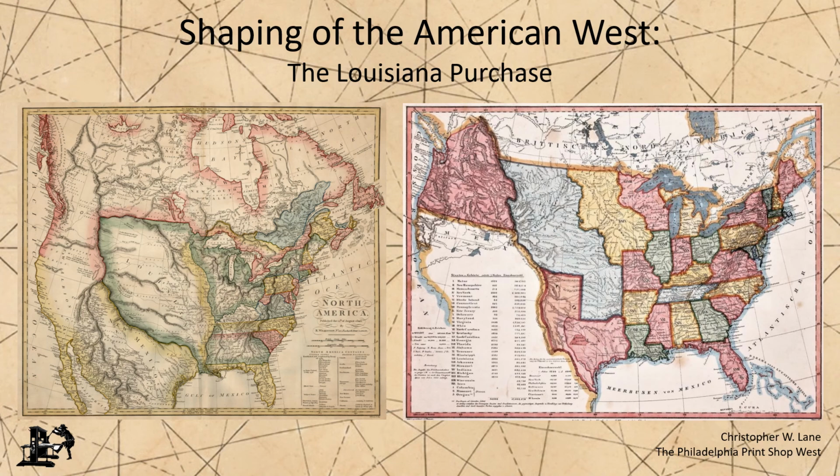So now let's turn to looking at these changes in the shape of the American West. This first lecture in our series will consider the Louisiana Purchase and the political development of those lands.